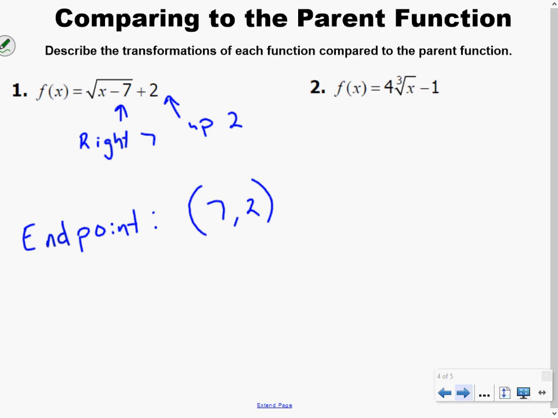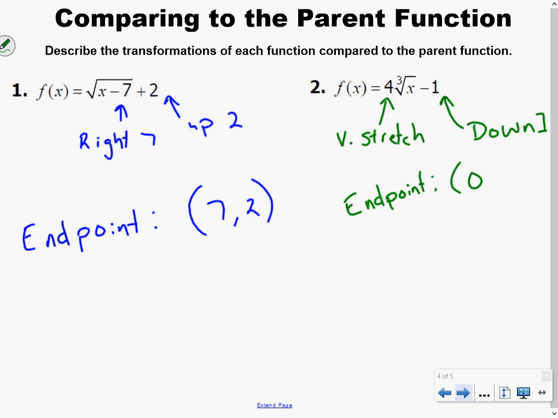For this cube root that we have here, the 4 would be a vertical stretch. And then this -1 is outside of the radical, so that means it is down 1. So my endpoint here, which typically is at the origin, is shifted just down 1. It didn't go left or right, so the x value is still 0. The y value is now at -1.